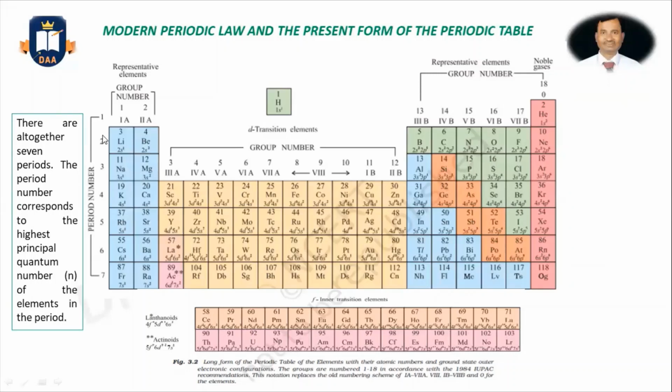There are altogether 7 periods. You can see this is the first period, second, third, fourth, fifth, sixth, 7th period. That means there are 18 groups and 7 periods. This table containing these 18 groups and 7 periods contains all elements. In addition, the lanthanides and actinides have a separate table, which I'll also discuss now.